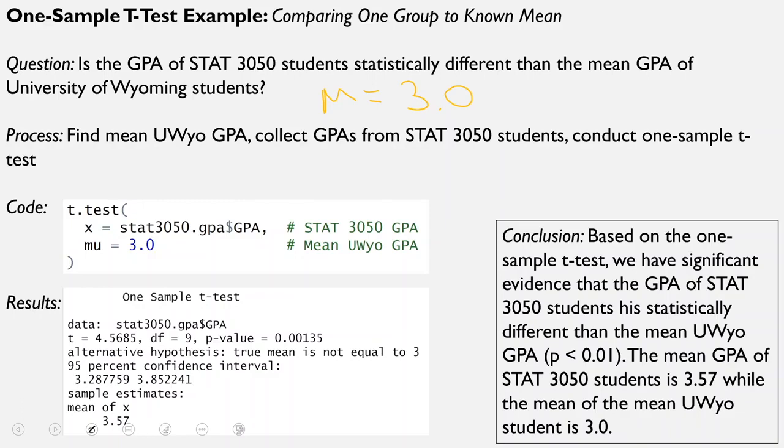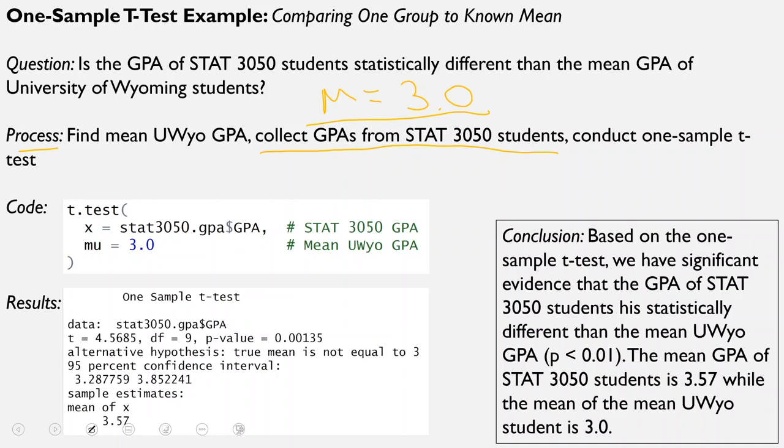Okay, so that's sort of the process here. Find the mean GPA of UW, which we found, quote unquote found. I made up. And then collect the GPAs of Stat 3050 students, right? So that's going to be 50 things, right? Or however many students there are in the class. And then we'll conduct the one sample t-test.